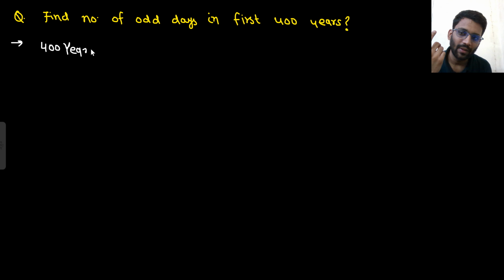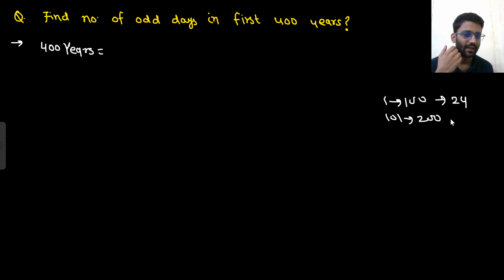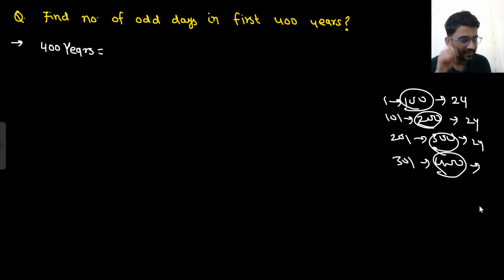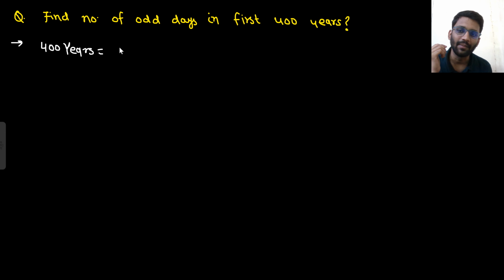Tell me, how many leap years are there in 400 years? In 1 to 100, how many leap years were there? 24. In 101 to 200, again 24. In 201 to 300, again 24. In 301 to 400, how many leap years are there? Here 300 was not a leap year, 200 was not a leap year, and 100 was not a leap year. But 400 is a leap year, so this will be 25. Did you understand this point or not? So how many leap years are there? 97.